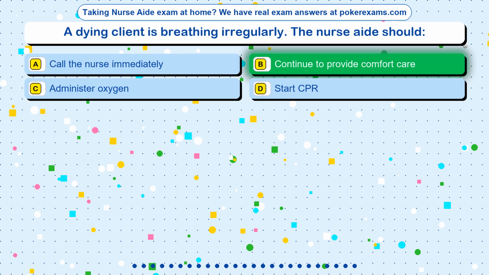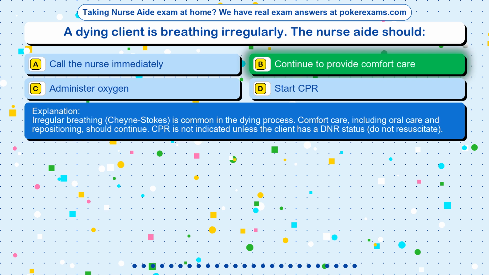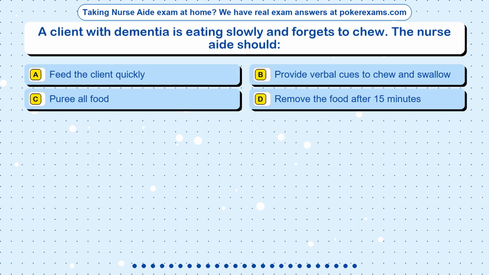The correct answer is option B, continue to provide comfort care. Irregular breathing is common in the dying process. Comfort care, including oral care and repositioning, should continue. CPR is not indicated unless the client has a DNR status, do not resuscitate.